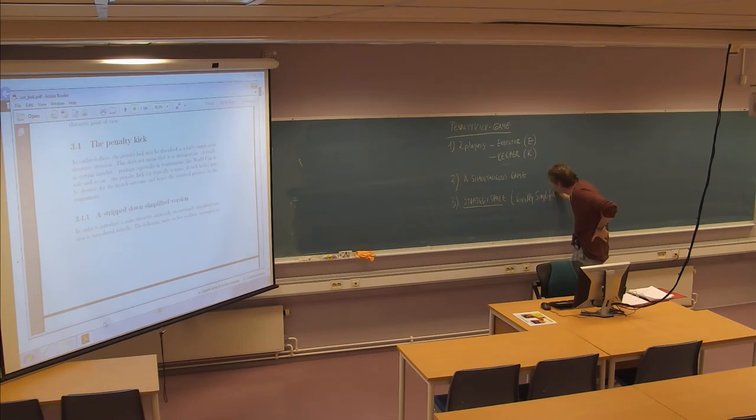Simplified. And the classical simplification involves three options. Either to shoot wide right, shoot wide left, or shoot in the middle. In this model, we simplify even more. So we assume here that there are only two possible strategies.